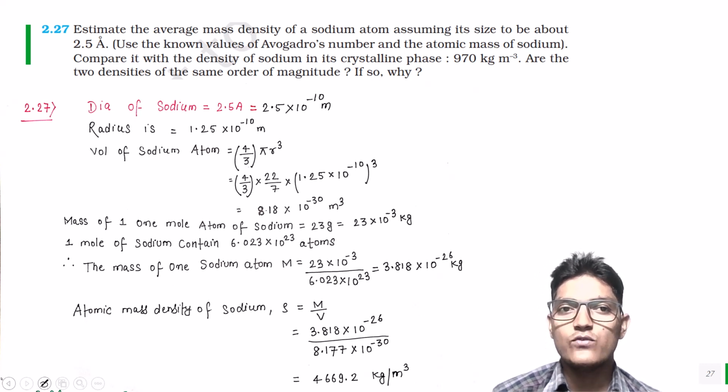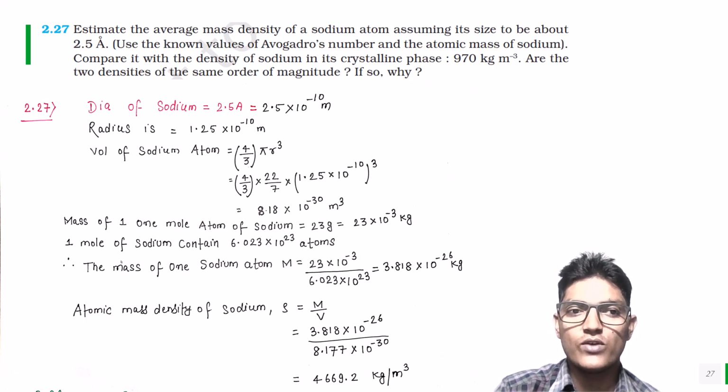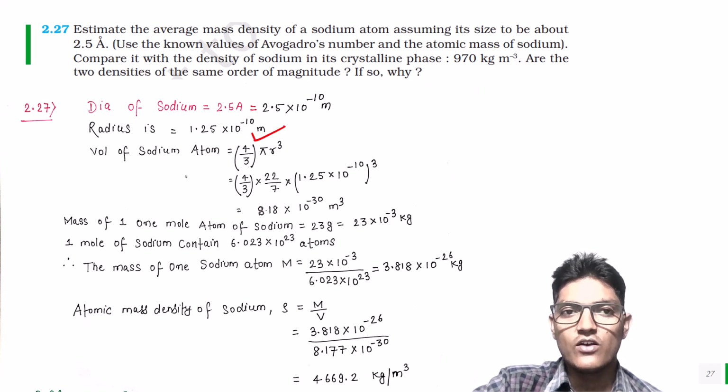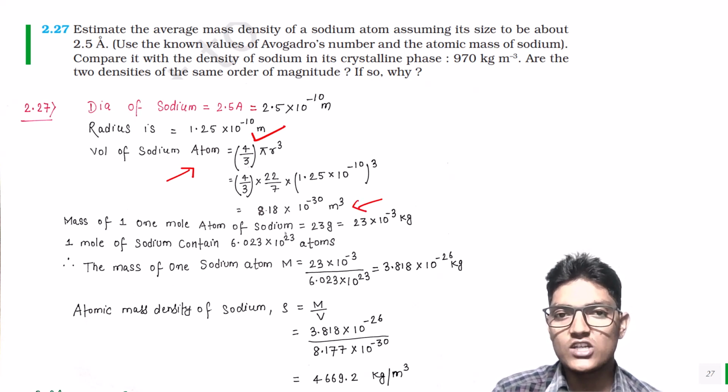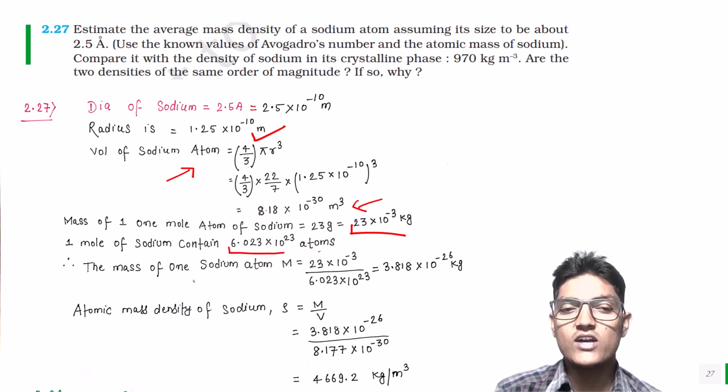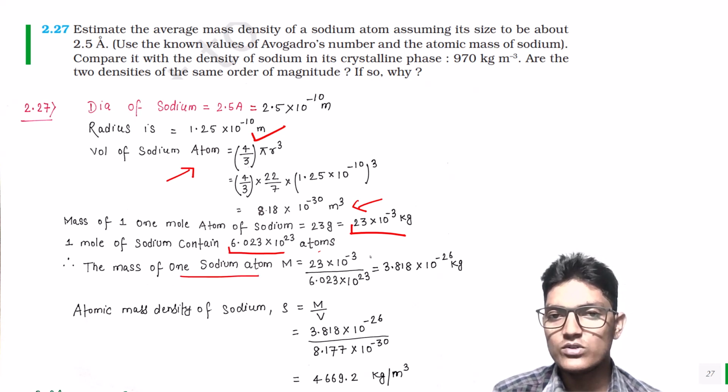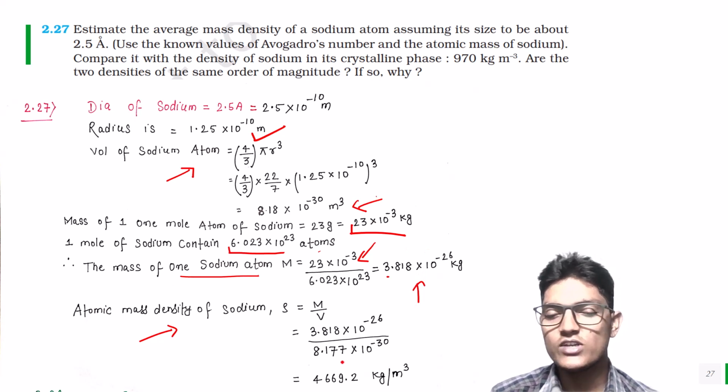So the diameter of the sodium atom is 2.5 angstrom. So its radius will be 1.25 into 10 to the power minus 10 meter. Volume will be 4 by 3 pi r cube, is equal to this one, and mass of 1 mole of atom of sodium is 23 gram, is equal to 23 into 10 to the power minus 3 kg. Then 1 mole of sodium atom contains this much amount of atom. So the mass of 1 sodium atom is equal to 23 into 10 to the power minus 3 divided by 6.023 into 10 to the power 23, is equal to 3.818 into 10 to the power minus 26 kg. Then atomic mass density is equal to mass upon volume. So mass is here and volume is here. So just divide both of them and you will get your answer, 4669.2 kilogram per meter cube.